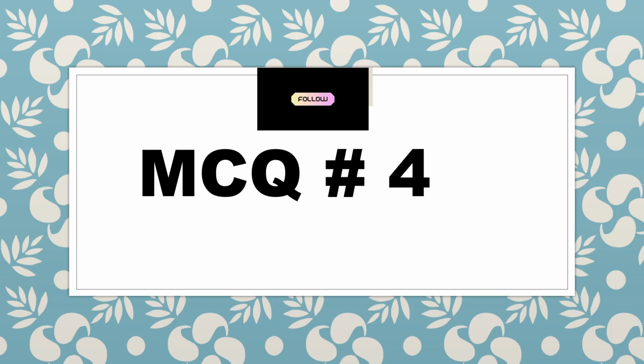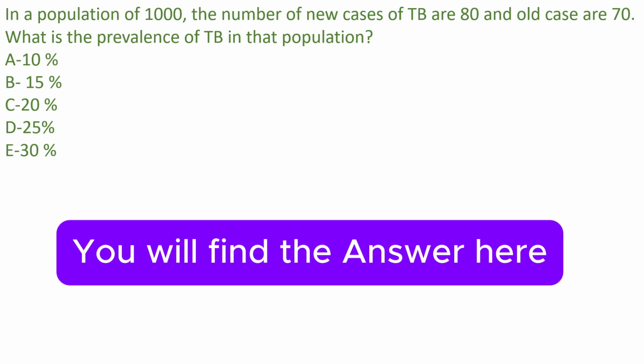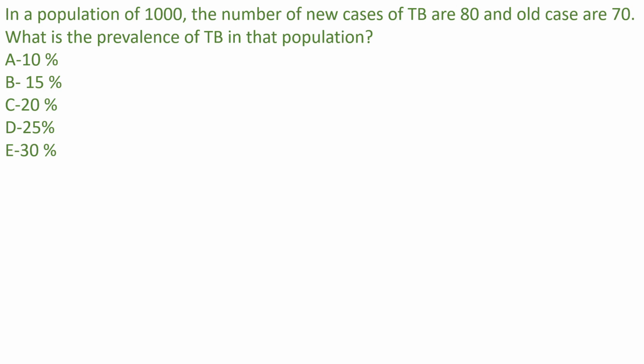Multiple choice question number 4. In a population of 1,000, the number of new cases of TB is 80 and old cases are 70. What is the prevalence of TB in that population? A, 10%; B, 15%; C, 20%; D, 25%; E, 30%.